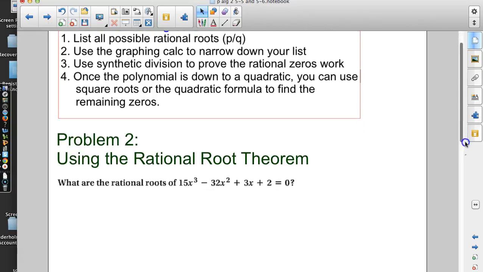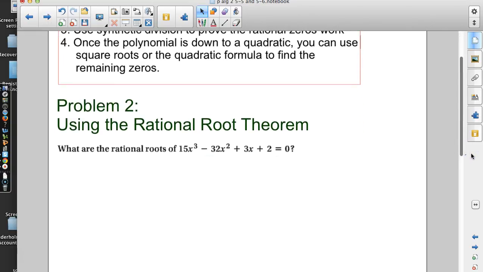So there's steps to this. It says we're going to use the rational root theorem, and we're going to find all the answers for this. What are the rational roots of 15x cubed minus 32x squared plus 3x plus 2? So first step, how many answers are we looking for? Should be 3. When we get done, we should have 3 of them.